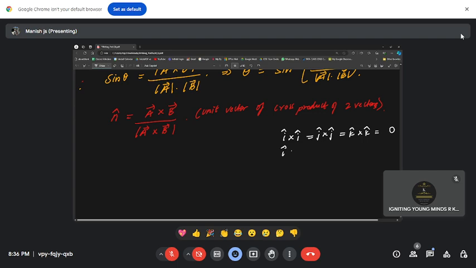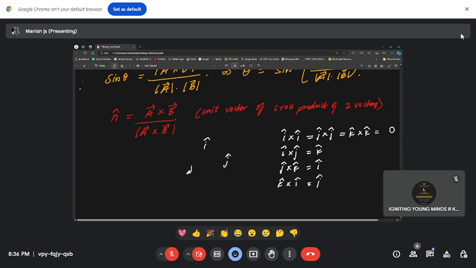So the cross product of like unit normal vectors will give you 0. But I cross J is not 0. I cross J is K. J cross K is I. And K cross I will give you J. So whenever you take the unit normal vectors in order, it will give you the third vector. Generally we go like this: I, J, and say K.